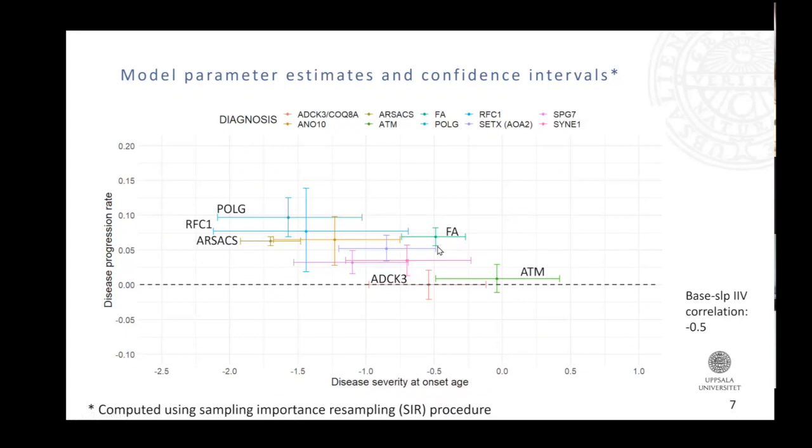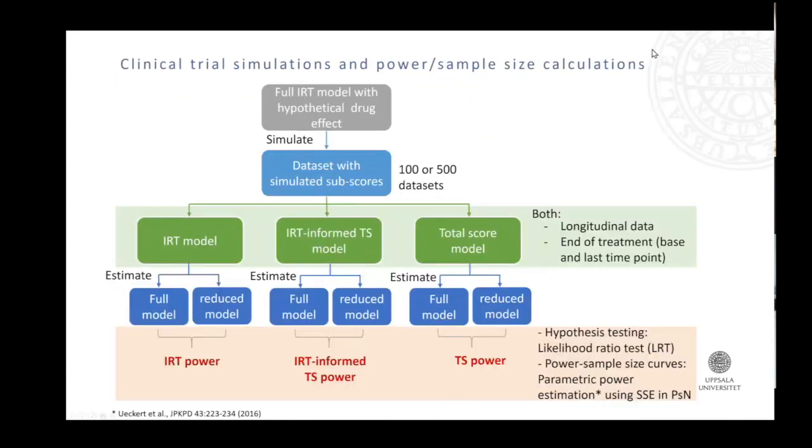And we can then make clinical trial simulations for the different subtypes. Our interest here was to evaluate what is the sample size necessary for identifying a disease-modifying effect, so slowing down or stopping the disease progression. And in this case, comparing different ways of analyzing the data.